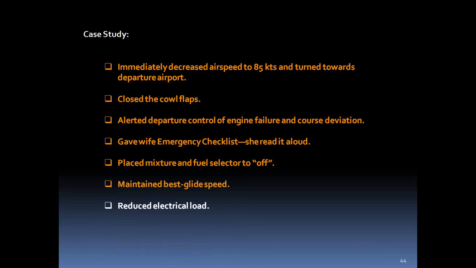He also had the presence of mind to reduce the electrical load. He was managing his resources because he knew that he was down to battery power, and who knows how long a battery is going to last, and he wanted to be able to continue to talk to ATC. Luckily, that's all he needed electricity for was the comm, but he was smart enough to know that and that he should reduce the electrical load, so he did that. He focused on maintaining airspeed and keeping the airport in sight.